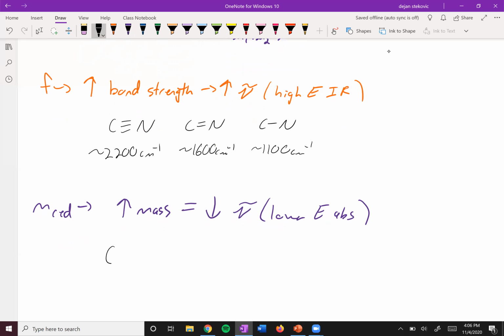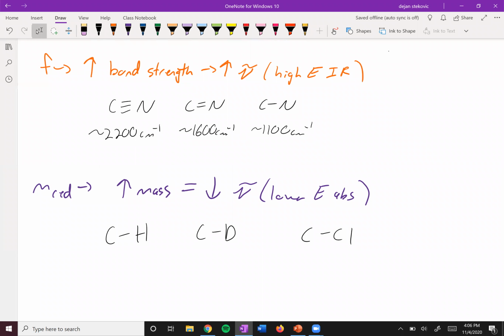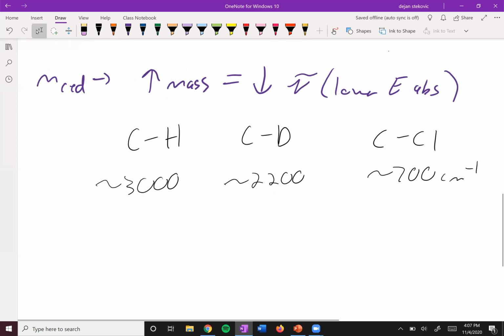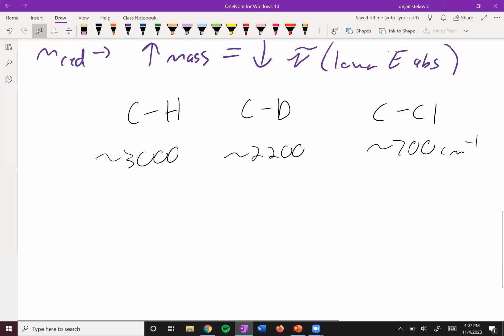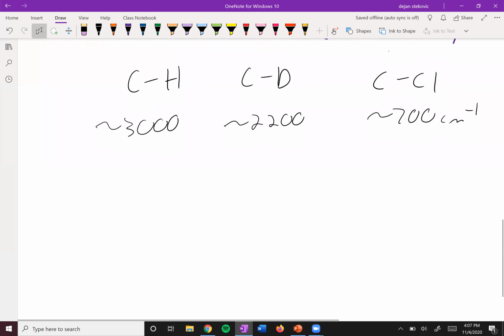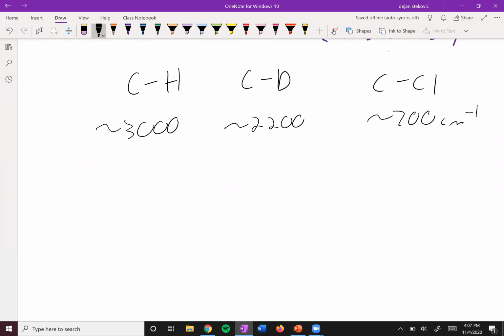And so you can compare this to a CH, a CD, or maybe a CCl. As we go towards the right, we get higher and higher masses, right? So this is approximately 3,000. This is approximately 2,200, and it's approximately 700. All these units are inverse centimeters. And so you can tell a lot about a molecule based on its IR frequency. And if you take some kind of computational modeling class, they'll often have you model or predict the IR frequency of compounds. And nowadays we can do this pretty well.